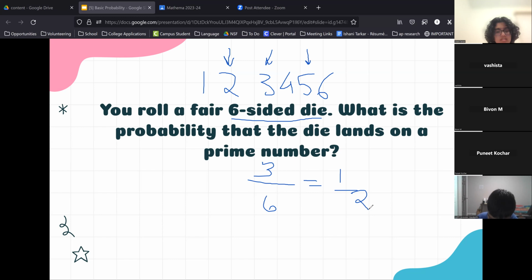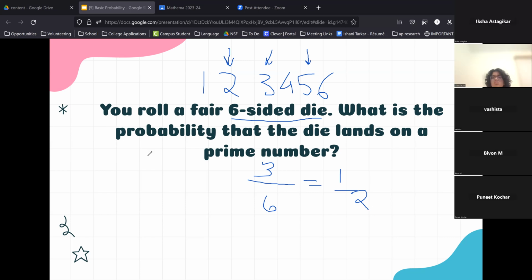So I see some of you got that. Some of you put 4/6. I believe that you thought that 1 was a prime number. So remember, 1 is never a prime number. Iksha, you have a question?